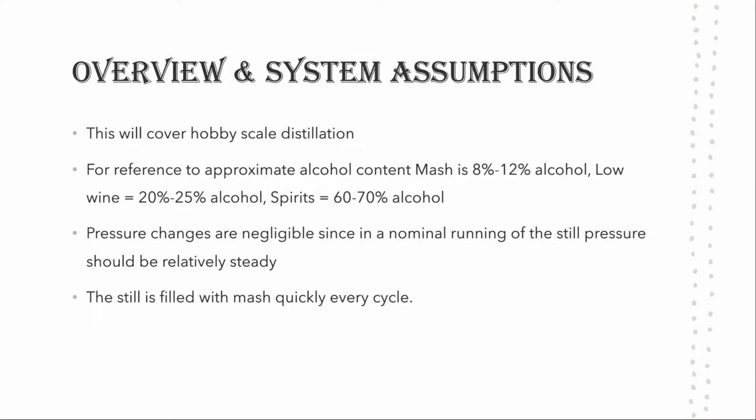Usually only 8 to 12% alcohol by volume, mash usually contains the ingredients and recipe that is initiated for distillation, such as sugar, water, and yeast. Low wine is the distilled form of mash and usually contains 20 to 25% alcohol by volume. And finally, spirits or high spirits contain 60 to 70% alcohol by volume and is the distilled version of low wine.